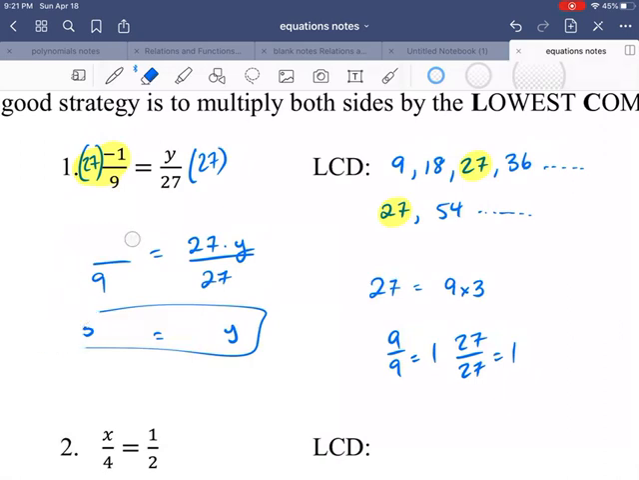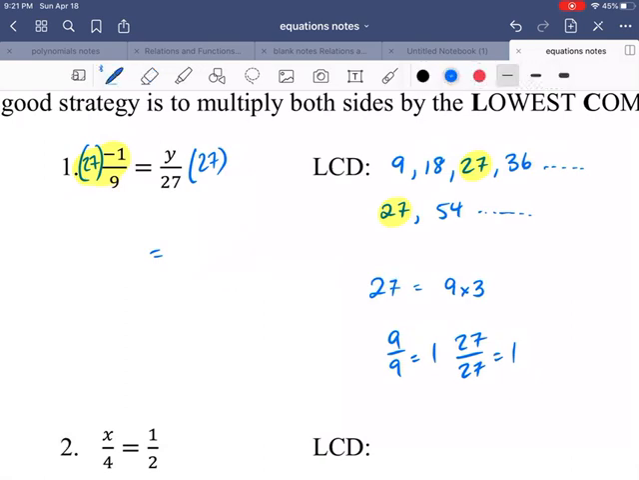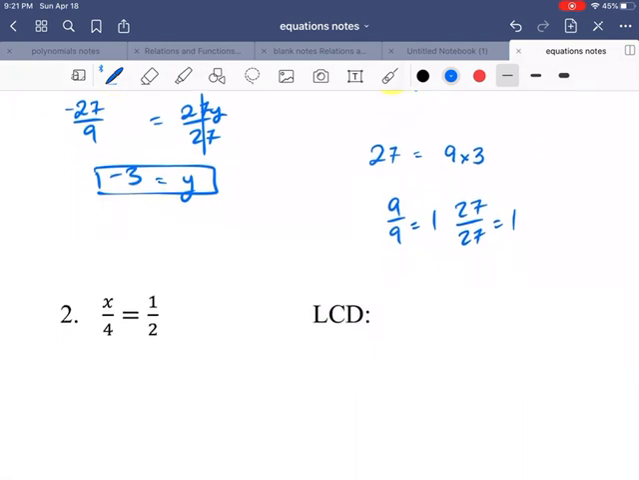Well, that's a bit of work to show all the different multiples. So what we actually do here is you do end up with negative 27 over 9 is equal to 27y over 27. We can cross out what simplifies to 1, and negative 27 over 9 is negative 3. So there's our solution.